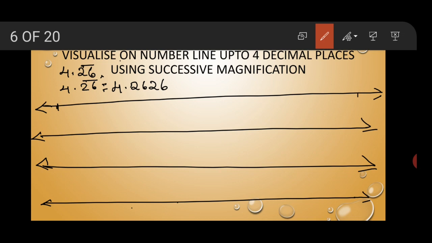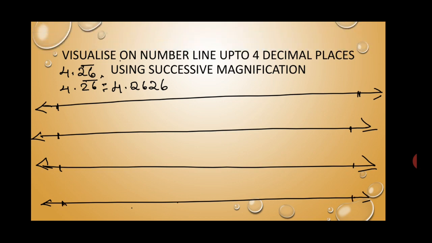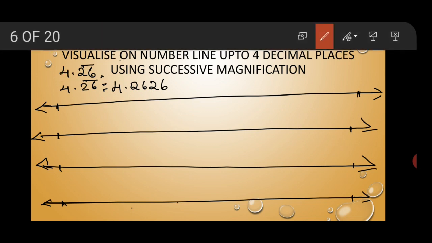Yes. Again, locate the 2 points. These 2 points are separated by a distance of 10 centimeters. Now you can see 4 point something. This is 4 point something. So it is more than 4 and less than 5. Write down 4 and 5.